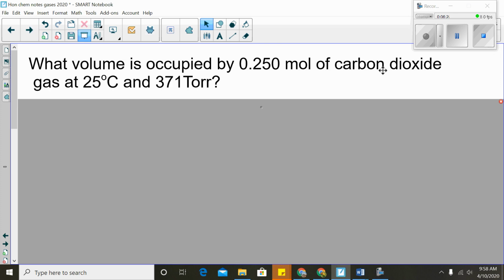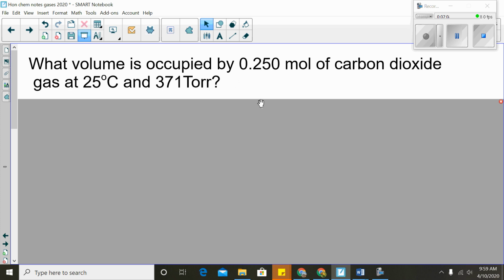All right, so now we're being asked what volume is occupied. Well, actually right there you have the letter that you're looking for. What volume? So if you're asking what volume, that means that's what you're trying to find. Is occupied by 0.250 mole, which is N, of carbon dioxide gas at 25 degrees Celsius. That's my T. And remember that T needs to be converted to Kelvin. And 371 torr, and torr is pressure. So you have N, T, and P. So the missing variable is V.